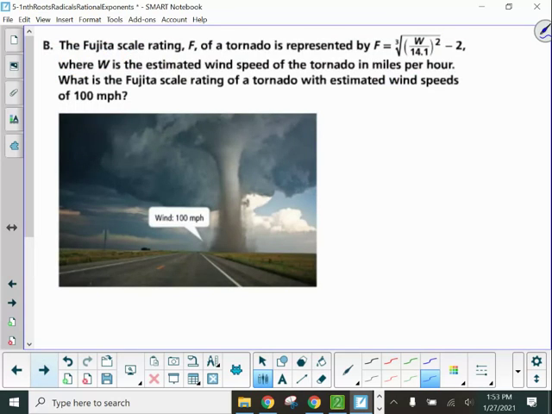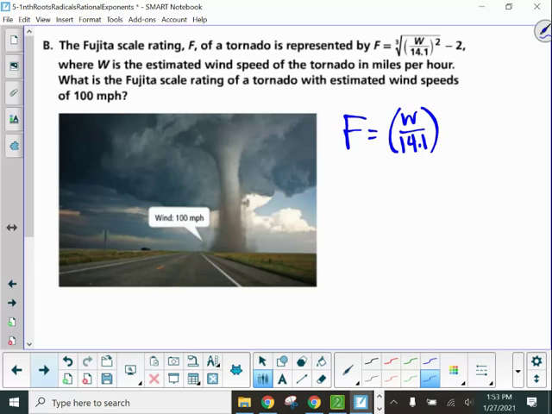The next one is a very interesting connection, and I'm not actually going to work through this because this is something you just basically plug in and use your calculator for. So we have the Fujita scale of a tornado, and you have this equation up here. Your Fujita rating F equals the cube root of W over 14.1, the quantity squared, and then the whole thing minus 2. So you can rewrite this.